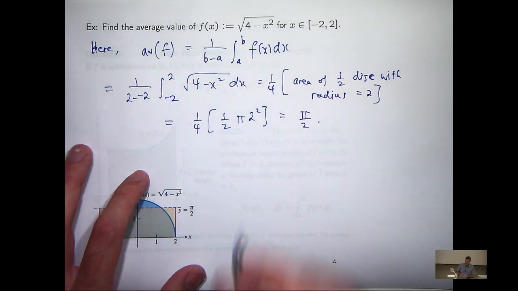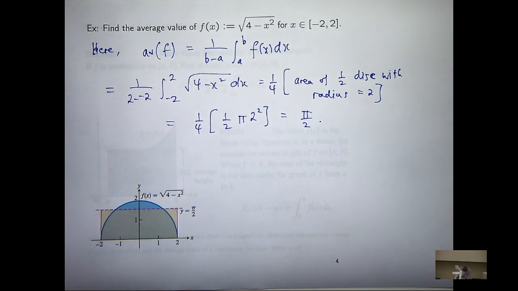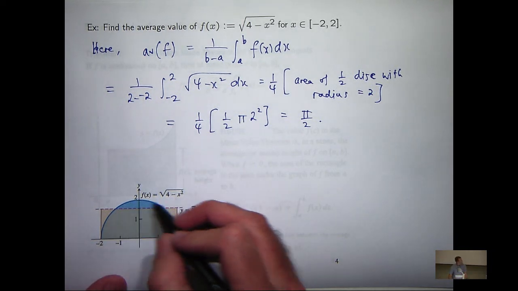Okay, so if you just clean this up a bit, you're going to get pi on 2. So notice that the average value of a function is a number. It's a number, it's a value. But let's actually have a look at that and see what it means from a geometric point of view.